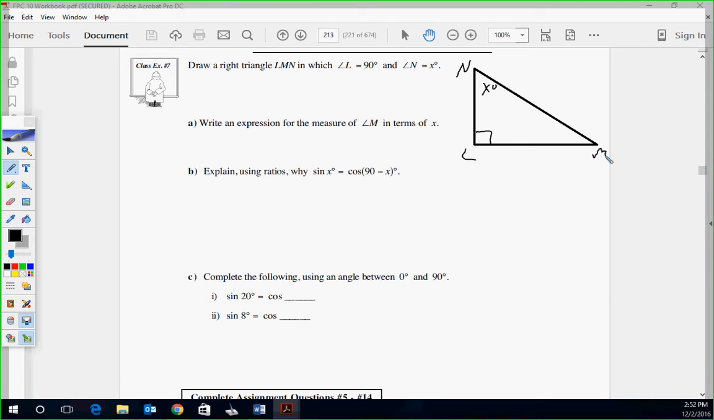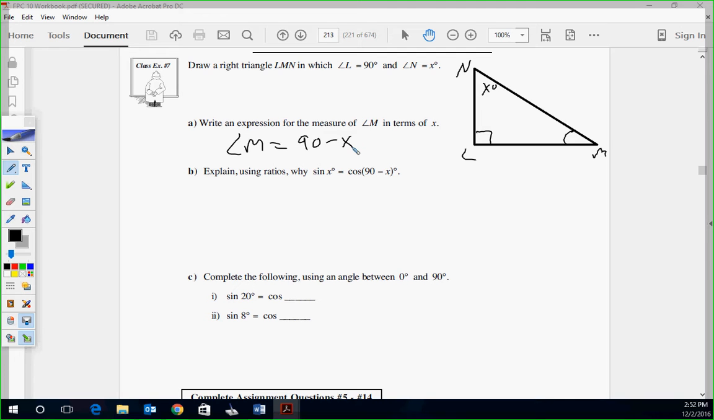Write an expression for the measurement of M in terms of X. Guys, it's not an answer. Last class, wait, why didn't you get an answer? Because we don't know all the values. It just wants an expression. What's the expression for this value? Good. 90 minus X.